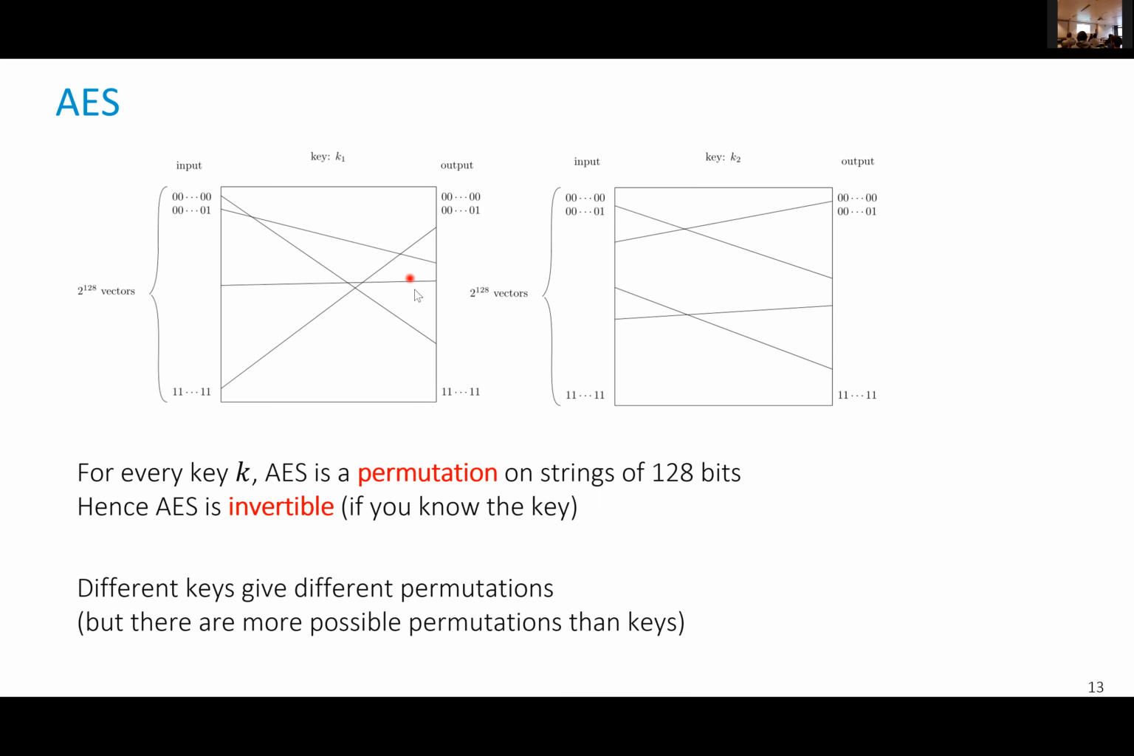of the set of all possible sequences here. So it must be invertible here, and different keys give different permutations, of course. So the goal of the key is to define a permutation here. With a certain key, it does this. With another key, it does that.